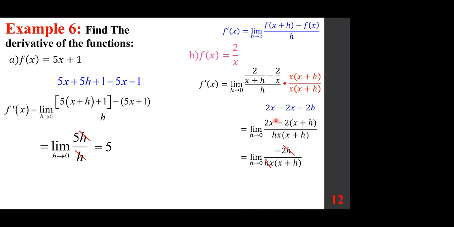Now, if I replace the h with 0, I get minus 2 over x times x plus 0. Simply put, minus 2 over x squared. Okay, minus 2 over x squared.